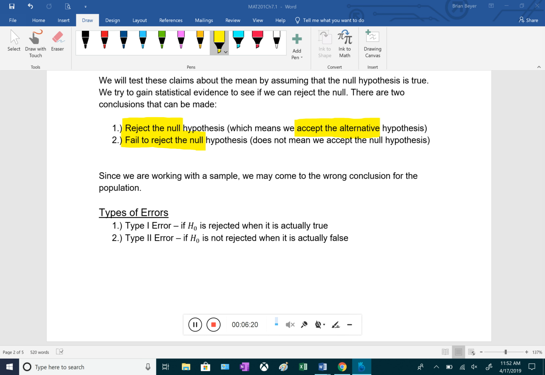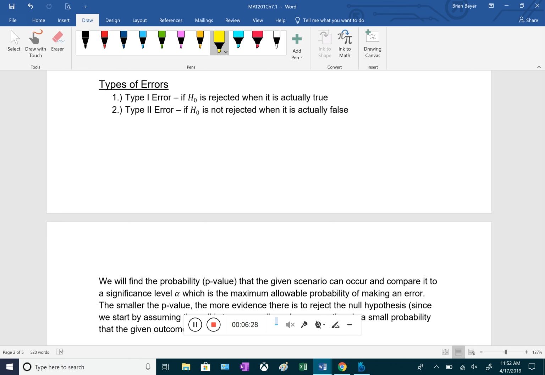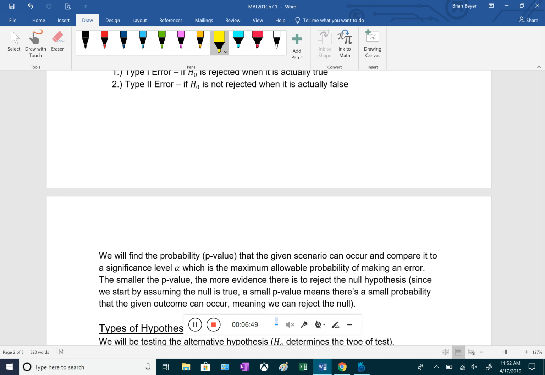Since we're going to be working with a sample and trying to come up with conclusions about the population, we could come to the wrong conclusions. So there are two types of error here. A type 1 error is when we reject the null and it's actually true. A type 2 error is when the null is not rejected when it is actually false. Those are just the names for the errors that can be made for these types of questions.